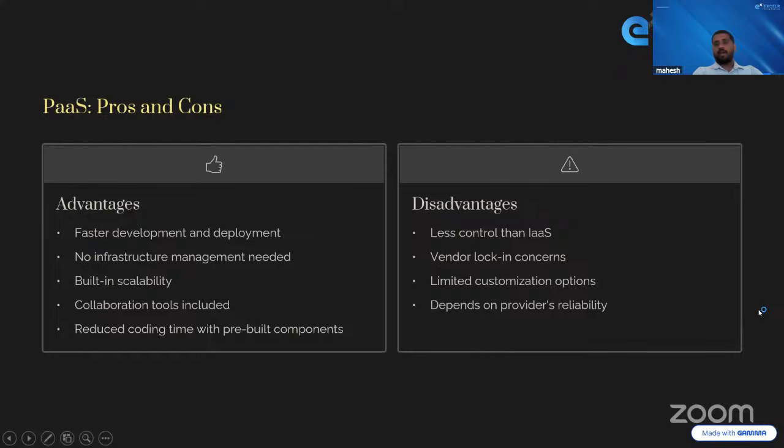Vendor lock-in means, like I already said in yesterday's class, that you will have issues moving from one vendor to another vendor while migrating or while managing the infrastructure. Limited customization options, since the entire customization is done by the cloud provider in terms of settings. We are not focusing more on the settings, so that's why we have limited customization options as well.